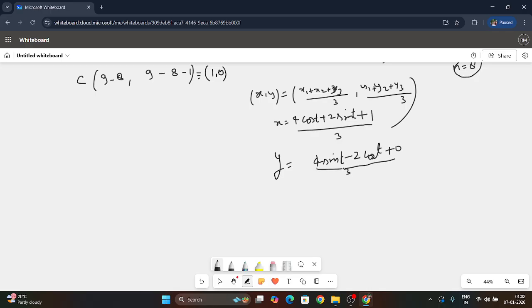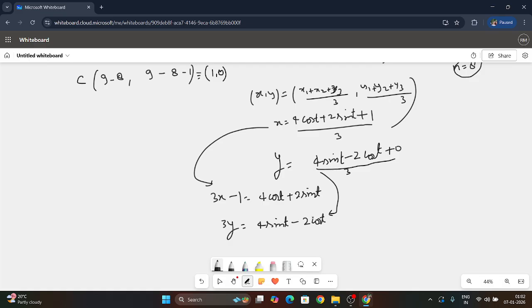Okay, and now let's multiply these two. From this first one, you can get 3x minus 1 is equal to 4 cos t plus 2 sin t. Okay, and now the second thing that we can do, just multiply, and we get 3y is equal to 4 sin t minus 2 cos t.